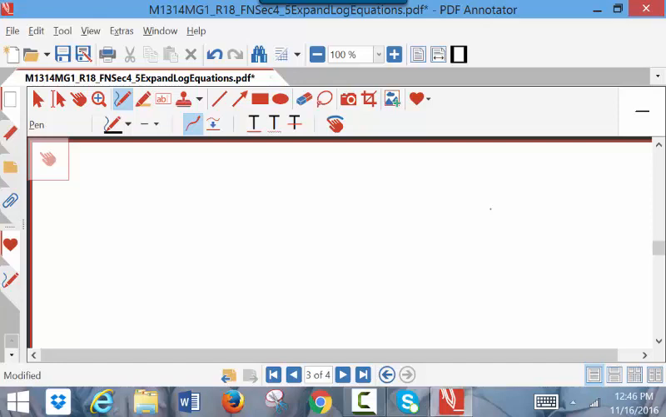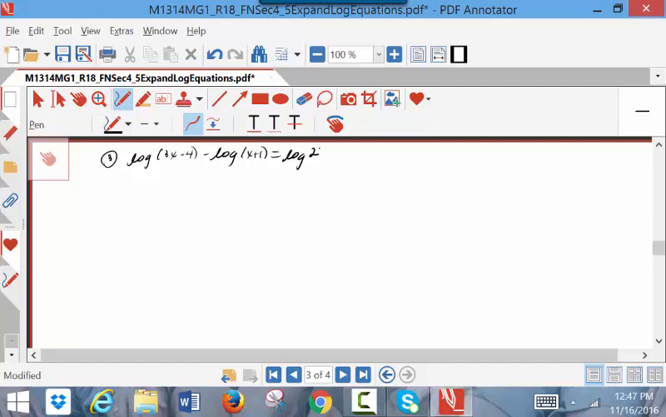Okay, so I believe this is number 3. It's supposed to say, because it was on the other page, log of 3x minus 4 minus log of x plus 1 equals log of 2. Okay, so the minute you get a logarithmic equation, you immediately look and ask, is every term a logarithm? Every term is a logarithm.